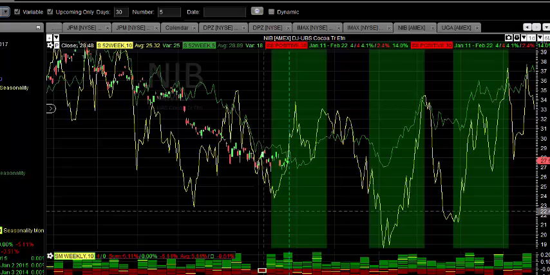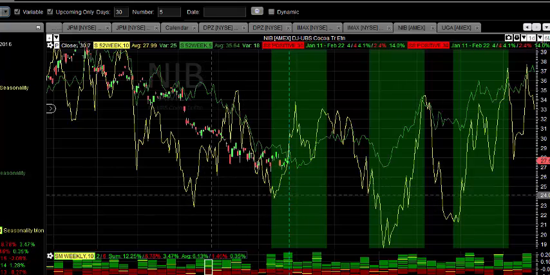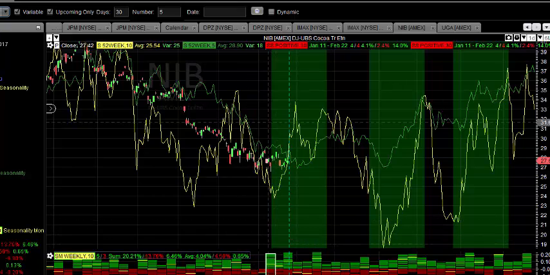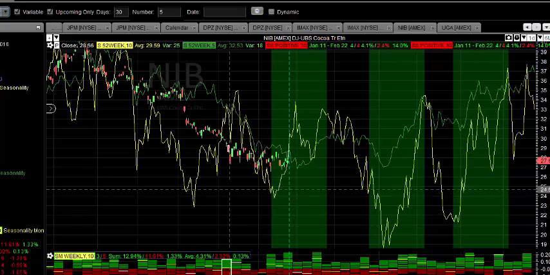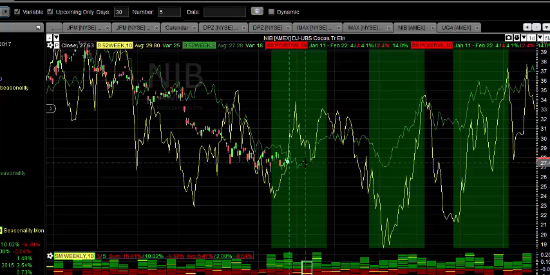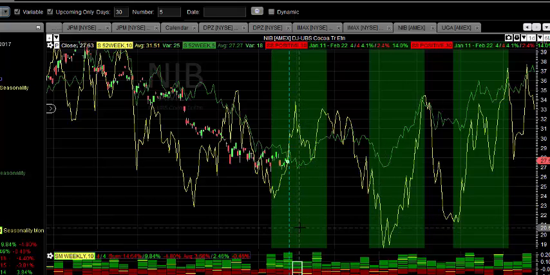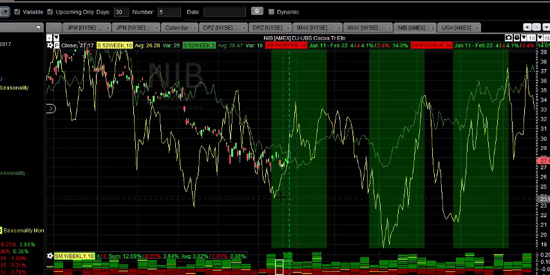Let's look at another way to possibly play cocoa, and that is through NIB. It's a cocoa ETN, or exchange traded note, which means it has underlying futures contracts behind it. So it is a derivative type contract, but it can be traded kind of like a stock. Fairly illiquid, but if we're looking for a larger move, it shouldn't really matter. What I point out here are the positive moves from a seasonal standpoint.